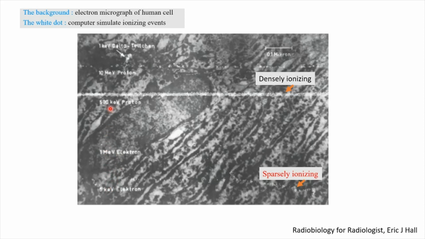For the proton, it has a straight track over here, and that is densely ionizing. But as the proton energy goes up from 500 keV to 10 MeV, the density of ionization keeps on decreasing, so the track looks like this. What is over here? That's the secondary charged particle track, which has an energy of about 1 keV. We call these delta rays.